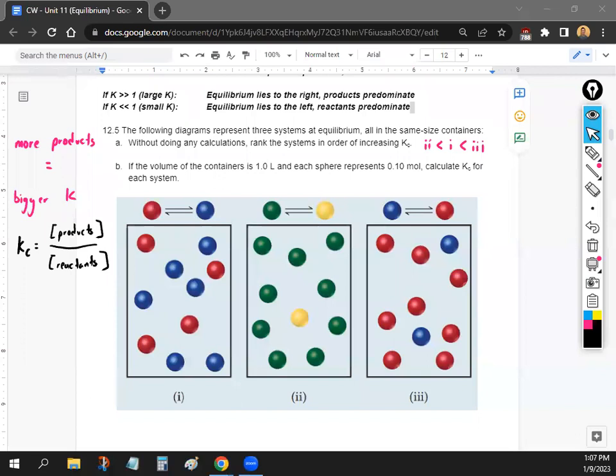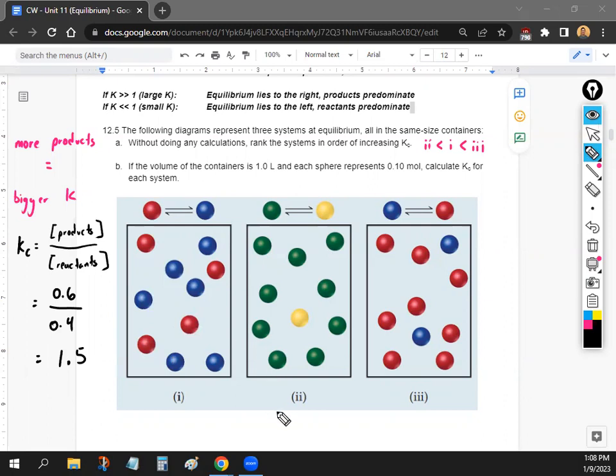Okay, so if we take a look at this first system, all we've got to do is compare the product concentration and the reactant concentration. So all we've got to do is basically count up these spheres. So 1, 2, 3, 4, 5, 6 is going to be the value for our product. Each one is 0.1 mole, so it's going to be 0.6 on the top divided by 1, 2, 3, 4, which is 0.4 on the bottom. So we'll get a value of 1.5. That's going to be our K value for this system right here.